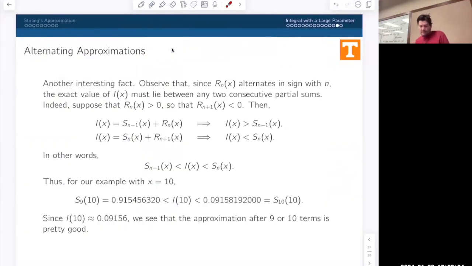Let's consider one other thing. This one isn't as important in the whole scheme, but it's kind of interesting. We can observe that Rn alternates in sign with n. So our remainder term goes one side of zero, then the other side of zero, and so on. What this says is that the values of S(n-1) and S(n) are going to bracket the approximation. If it's below the value of I for n minus one, then it goes above for the next value and keeps alternating. You can show that that's the case. So in fact, I can do a little bit better than what I did before. I can bracket my approximation for I of 10 using S of 9 and S of 10. So I really have this thing nailed down pretty closely. I know that it's between these two numbers, okay?